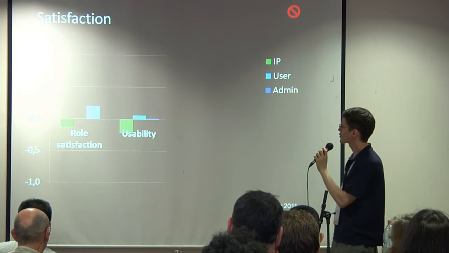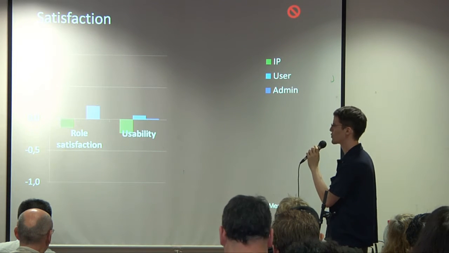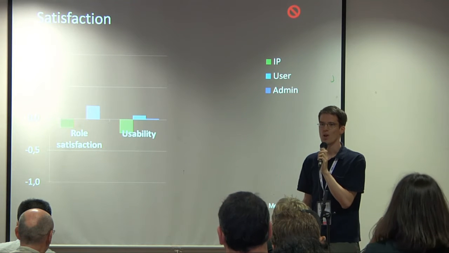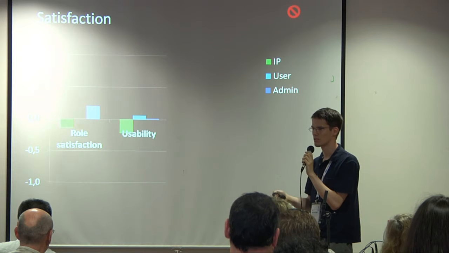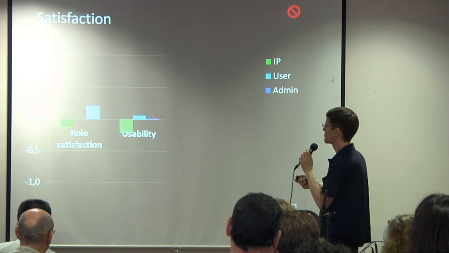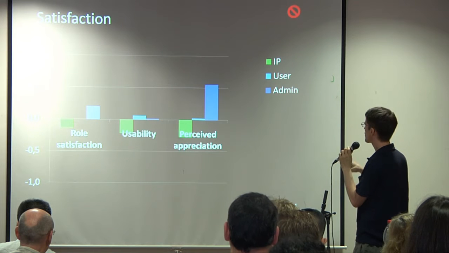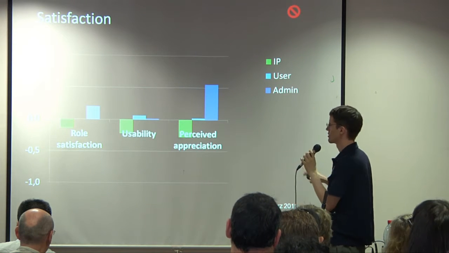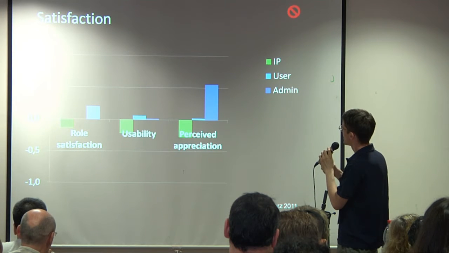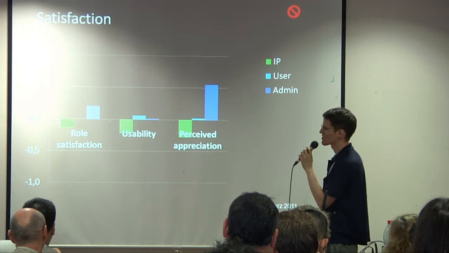The ranking of usability is also interesting. IP users, of course, didn't agree on Wikipedia's usability so much. Users did more, and for admins, the rating is lower than the user rating, which means that if you do highly complicated, highly complex tasks with the Wikipedia syntax, which more advanced users like admins will do, there are also problems here. But I think these are the problems that we have to tackle first. The highest difference in my tryout for this presentation was the perceived appreciation for the work. Admins usually feel that their work is appreciated by the community. IP users are not so sure.